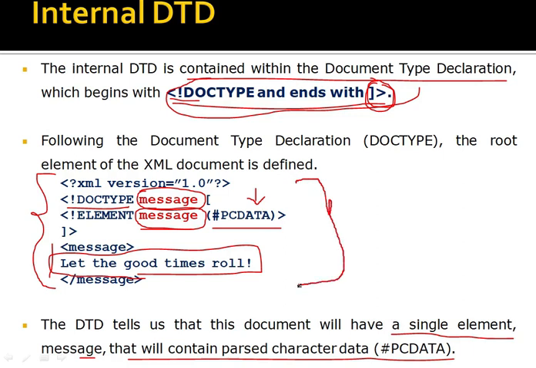So this DTD definition tells the parser that it will have a single element. What is the element name? The element name is message, which will contain parsed character data. This means that within the XML file itself you are going to have the DTD definition.